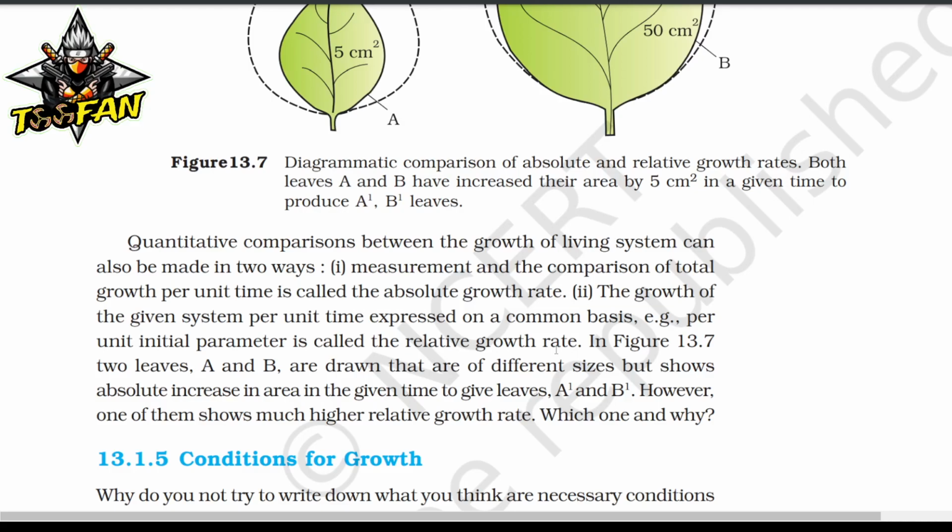In figure 13.7, which is given above, two leaves A and B are drawn that are of different size but show the same absolute growth rate in area in the given times to give leaves A1 and B1. However, one of them shows much higher relative growth rate. Which one and why? You have to find it out.